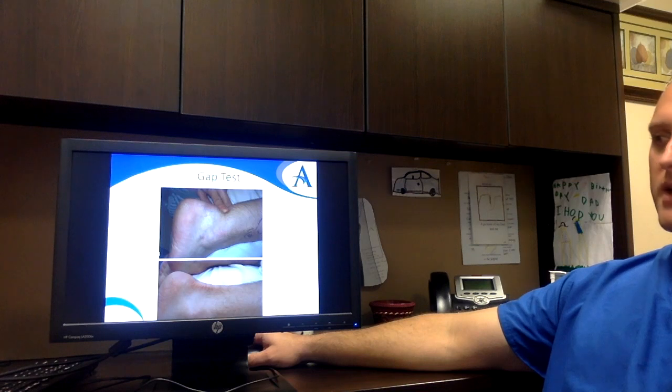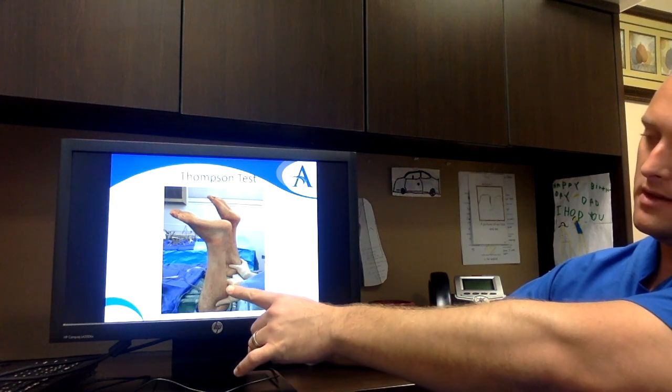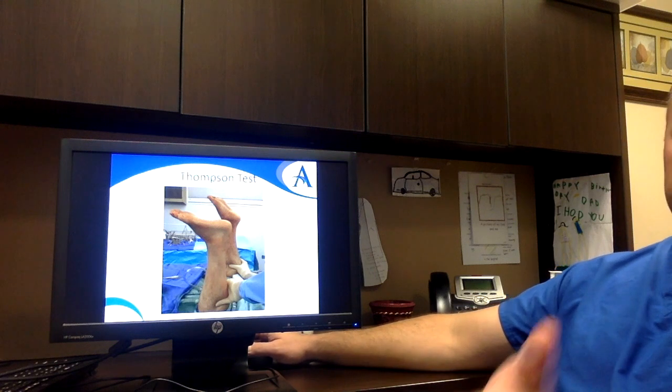So there's a palpable gap that you can feel. And there's the Thompson test where you squeeze the calf. You can see the one closer to you, which is the patient's right leg. The foot is not plantar flexing.